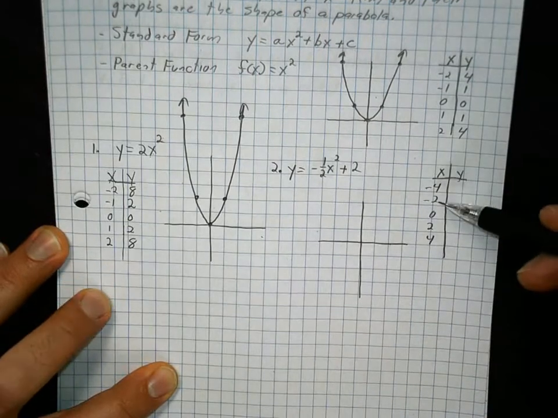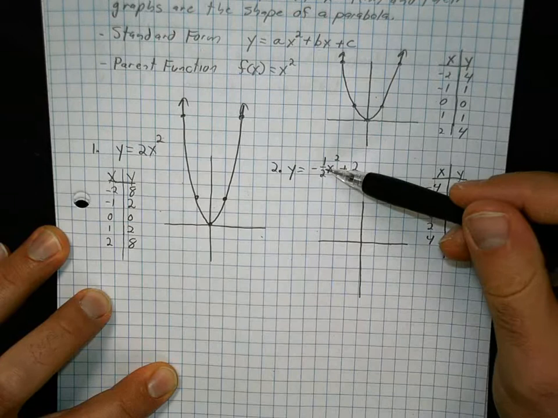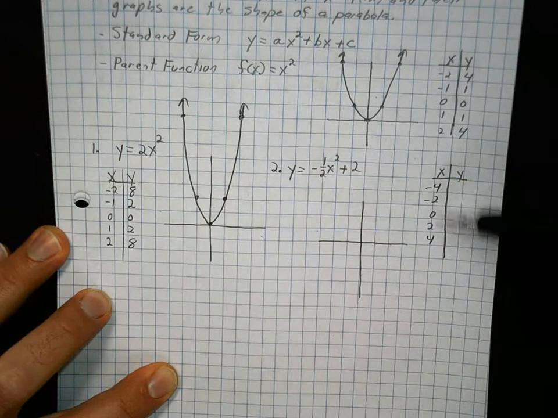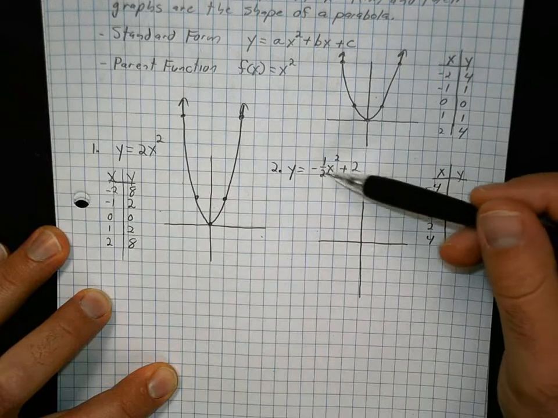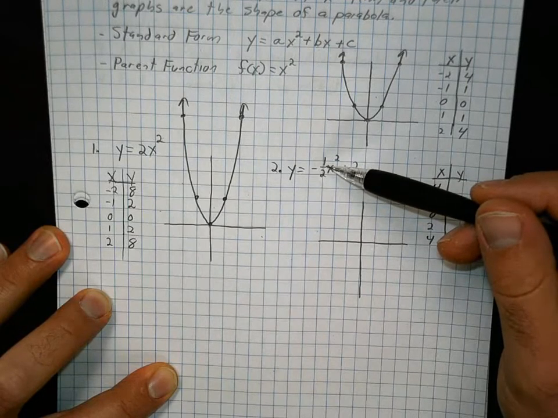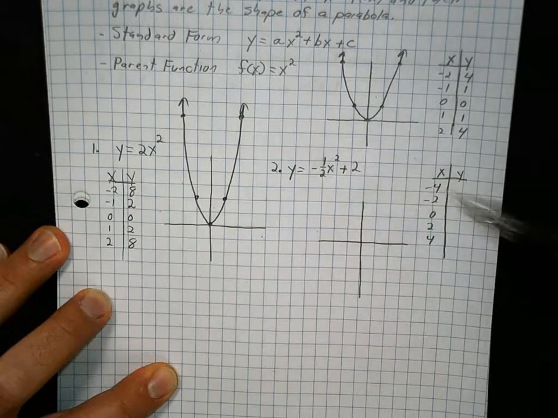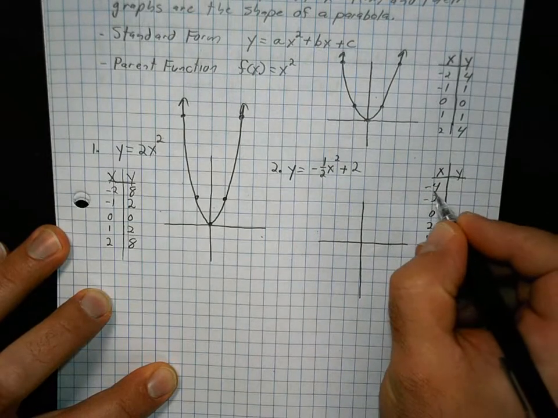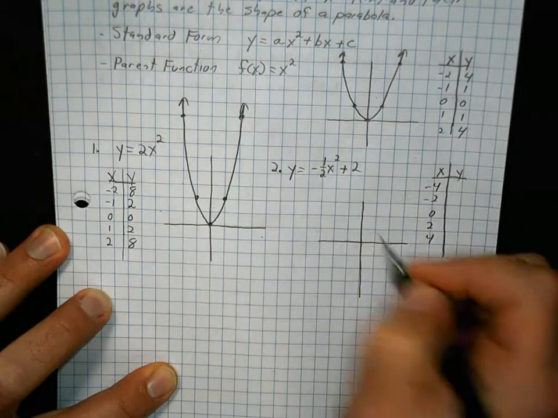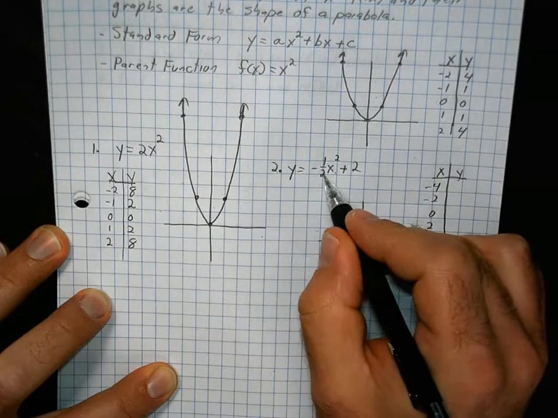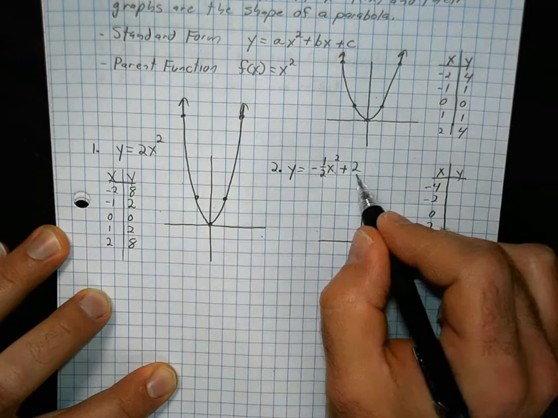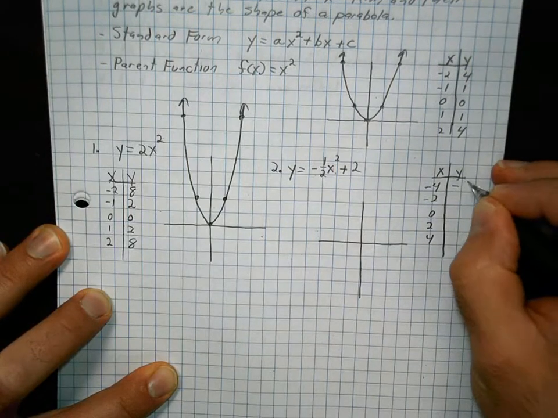The reason to do that is because of this 1/2. If I use even numbers and square and multiply by 1/2, I'm not going to have any fractions. If I use 1, I'm going to have fractions. So let's plug these values in. -4 squared is 16. Half of 16 is 8, so that's -8 plus 2 is -6.